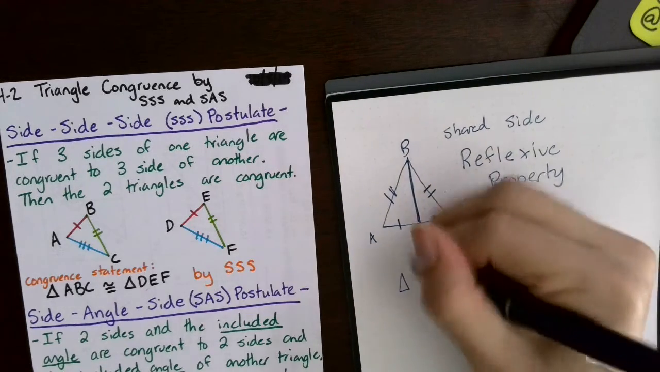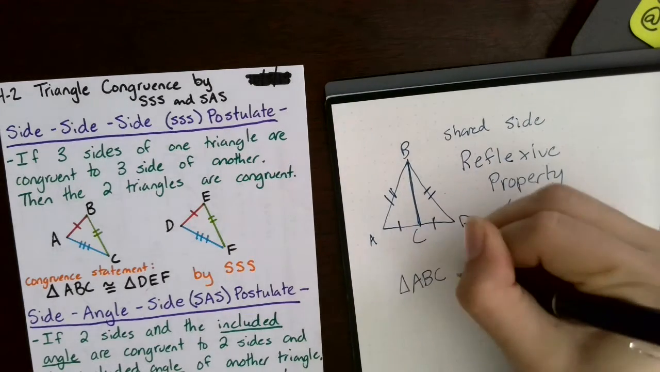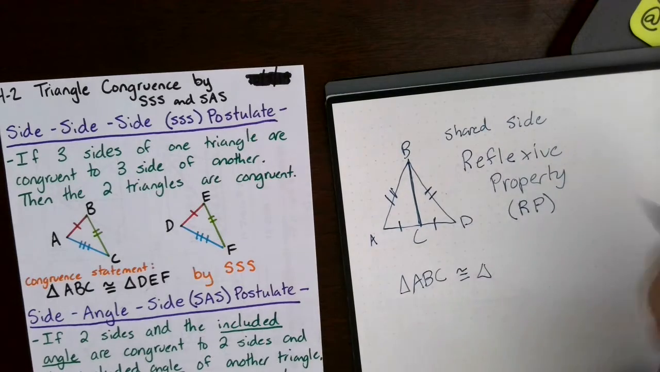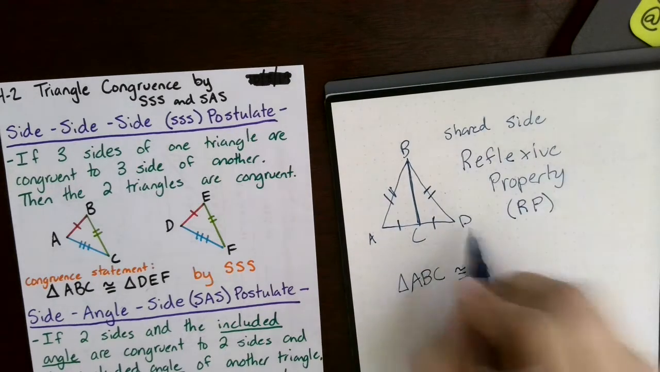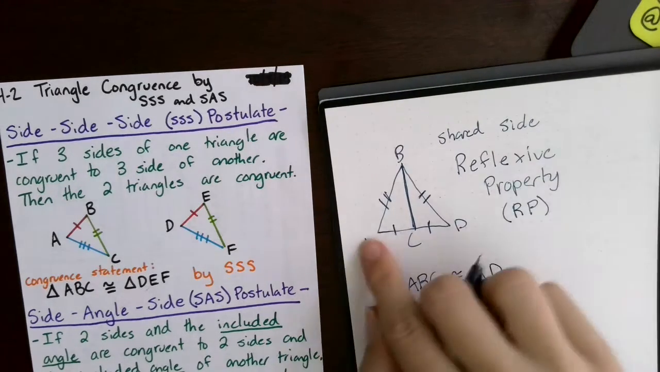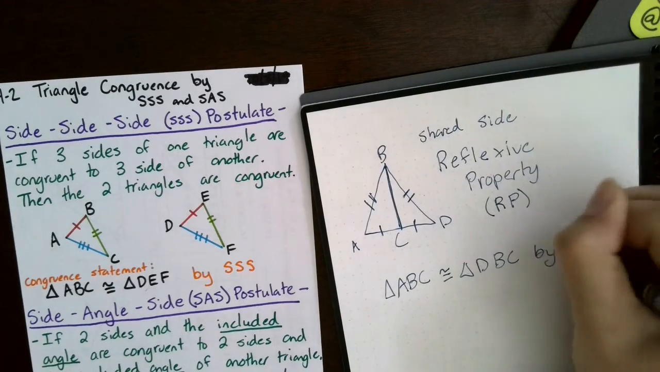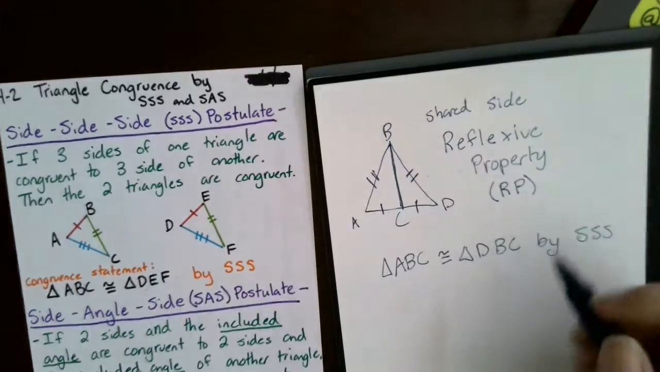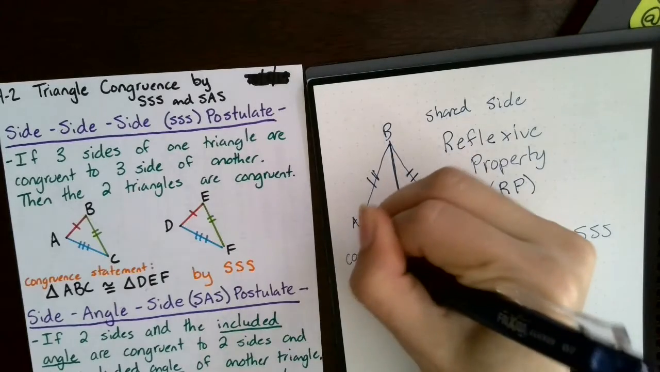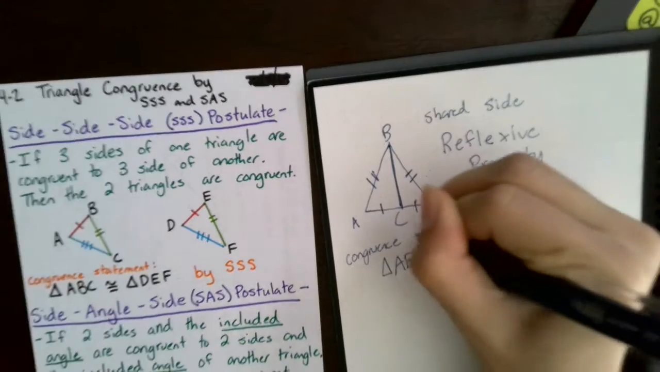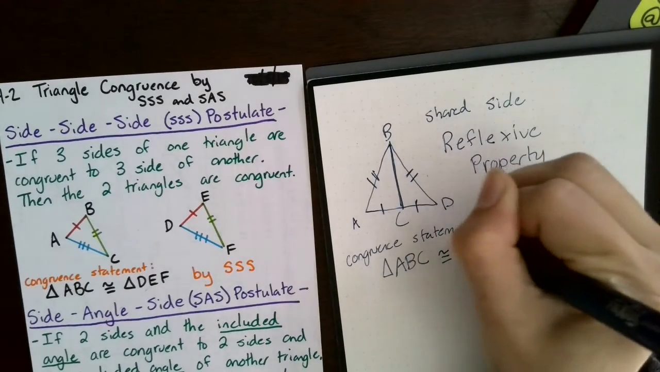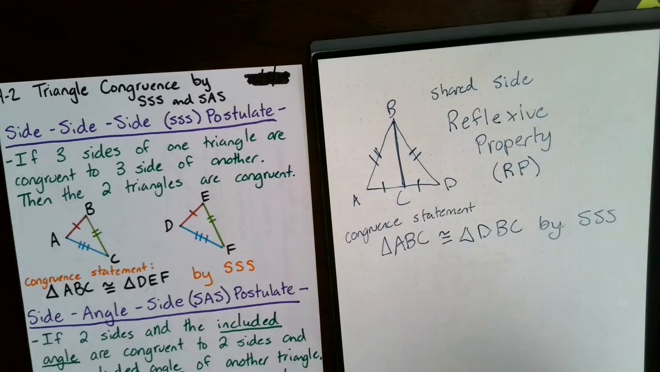So this is called our congruent statement. Triangle ABC is congruent to triangle. Remember, letter order matters. So if I started with A, I have to start with D. Triangle D, and then I went to B, and then C. By SSS. That's how I would write that. That's my congruent statement. That's a very important thing to understand.